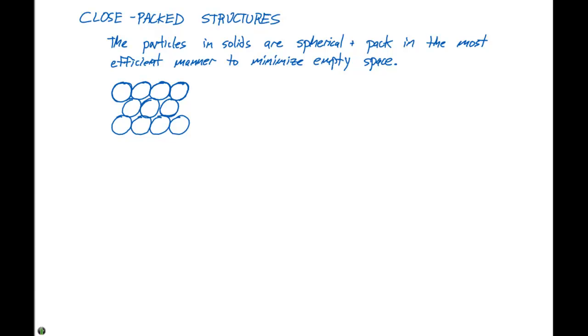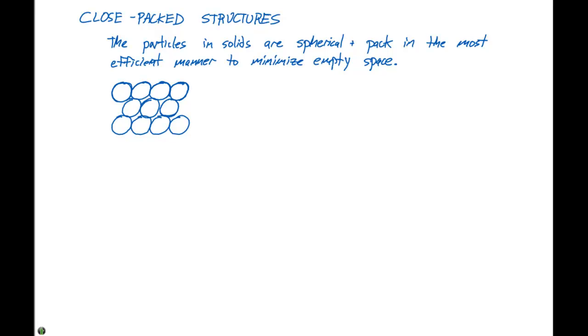In this video, we're going to look at close packing structures, in particular in solids. These types of structures are typically observed when we have just metals. Okay, so there's no ionic interaction here between a cation and an anion. We're just putting metals, or the atoms of a particular metal, next to each other. And the particles in these solids are spherical and packed in the most efficient manner to minimize empty space.